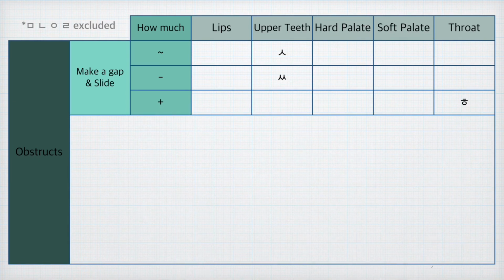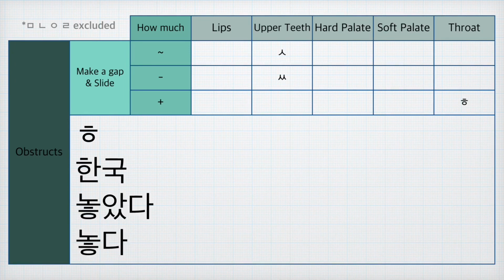Now, the obscureness applies to H too, but only when it's placed at the end of the block, not the first part. Like in Hanguk, H is pronounced just fine, but it disappears when we say 놓았다, and gets combined with the next consonant when we say 놓다. I'll cover the pronunciation of 받침 H in a later episode.